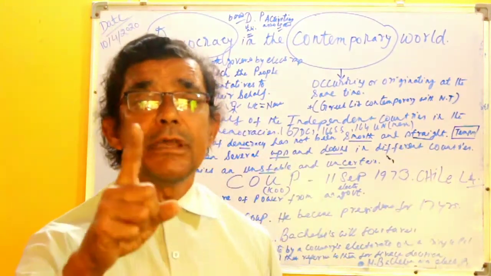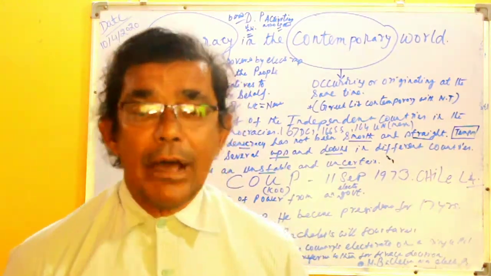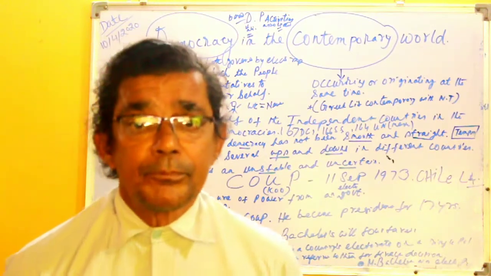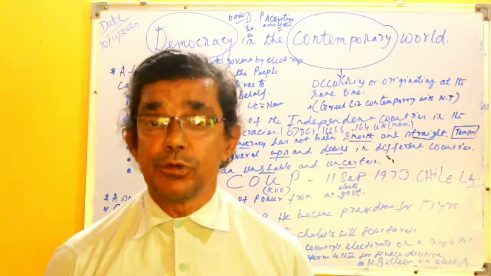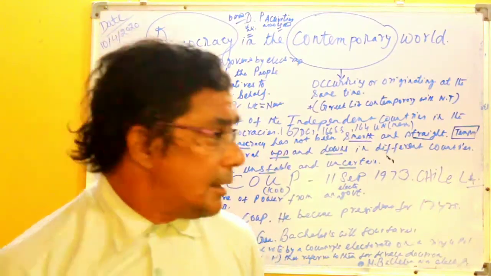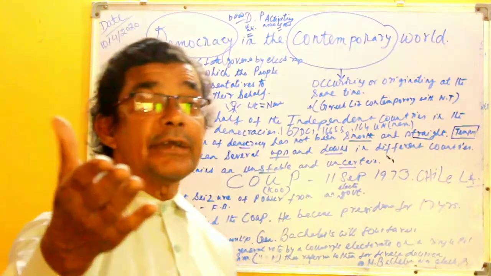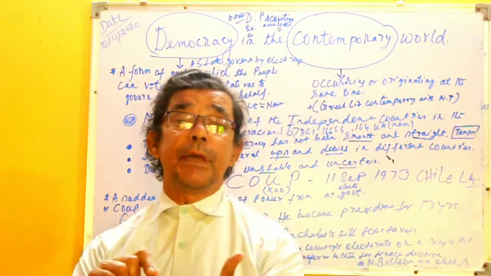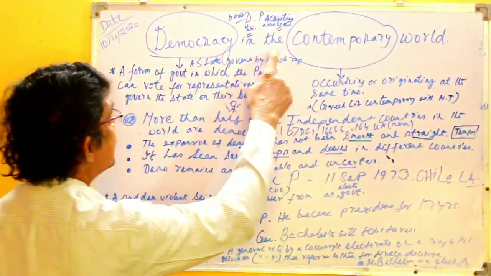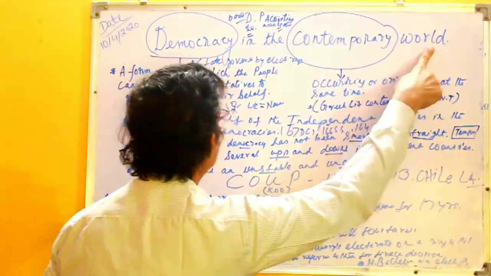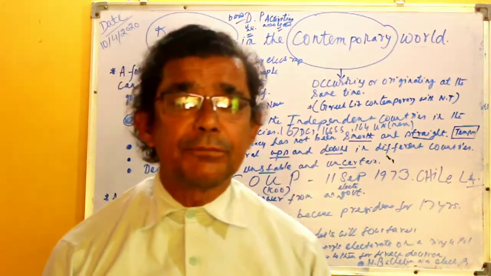Now, let me focus on the chapter. One thing you remember, you must ask questions if you don't understand. Now, see here. Make sure you keep your pen and paper with you. Democracy in the contemporary world. Now, what is the meaning of democracy?